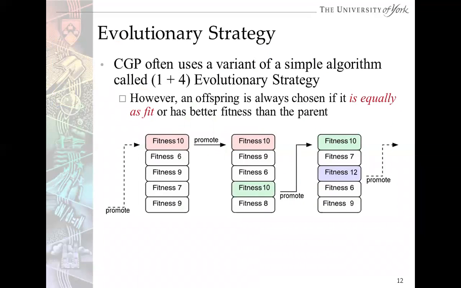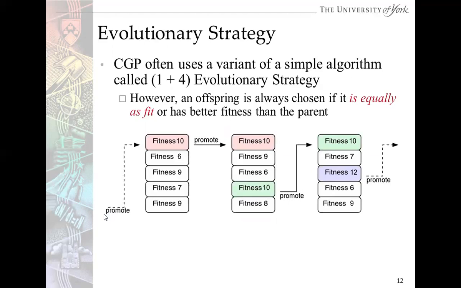CGP uses a very simple evolutionary algorithm called a 1 plus lambda evolutionary algorithm. This has a population size of 1 plus lambda. Lambda is most often chosen to be 4. So in other words, the population size is actually 5. So the first step is you start by generating a population of 5 randomly generated genotypes. And I assume that's been done.